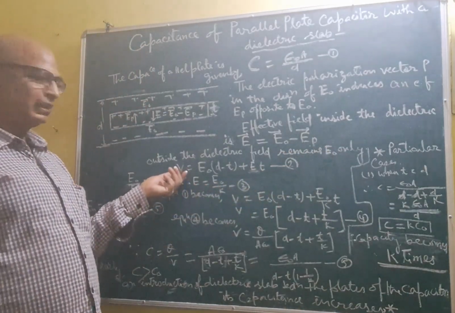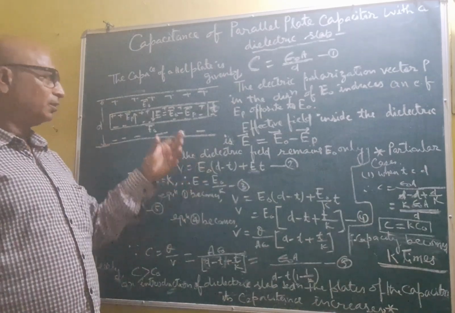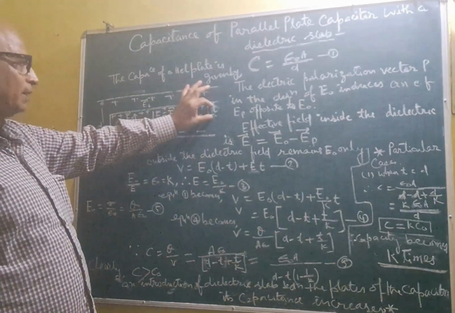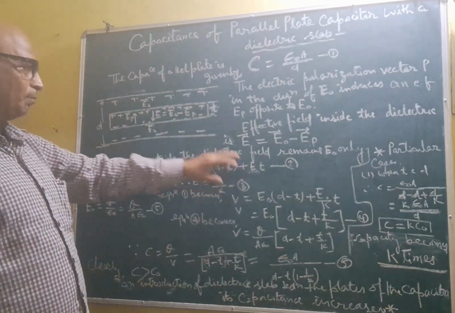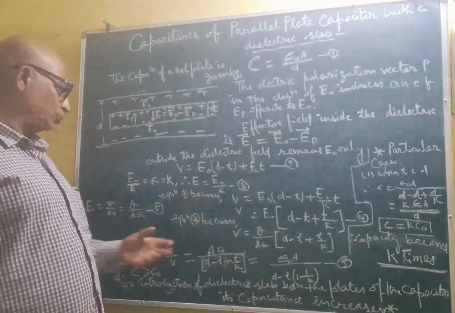So here the potential difference between the plates is equal to E0 (d minus t), that is, the total distance d minus t, plus the dielectric slab, which is equal to Et. This is equation number 2 here.